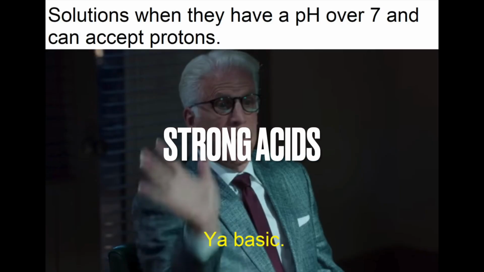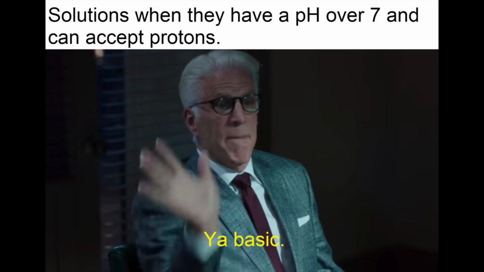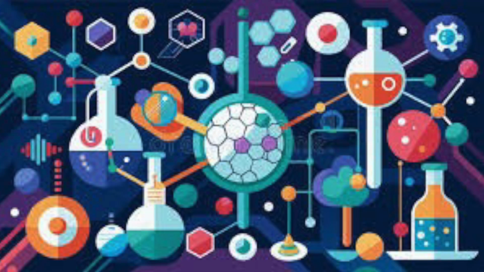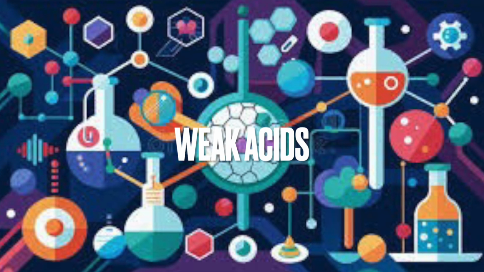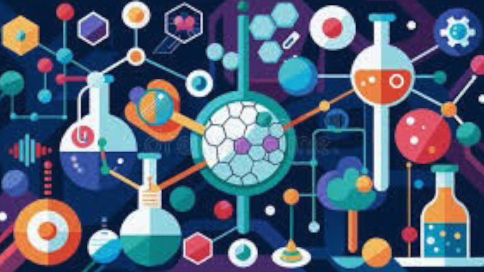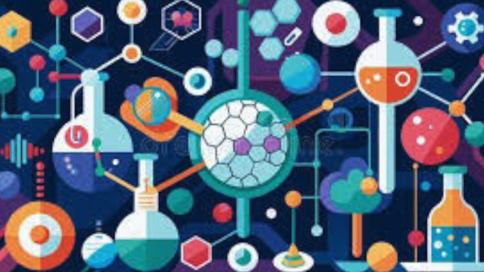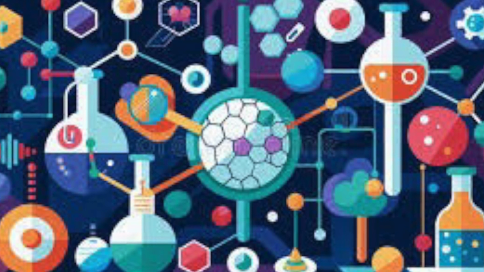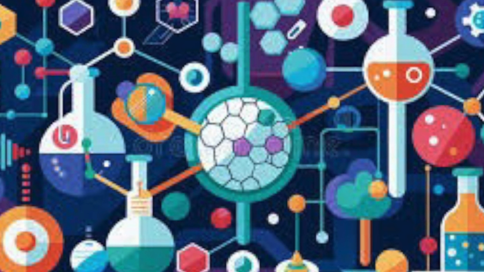Strong acids fully dissociate in water, which means that all of their acid molecules donate their H plus ions to water. For example, HCl will fully dissolve into H plus and Cl minus in water. Weak acids only partially dissociate in water, meaning that only a few of the acid molecules will donate their H plus ions to water. For example, acetic acid will only partially dissociate in water.